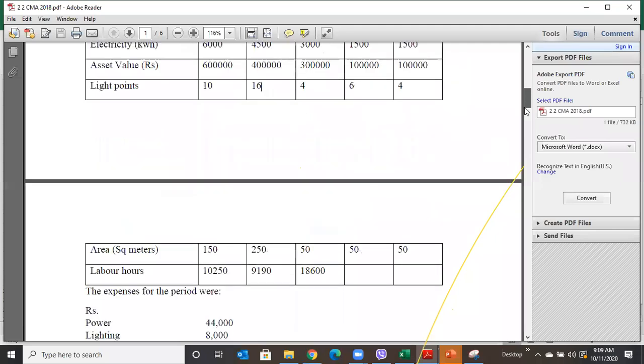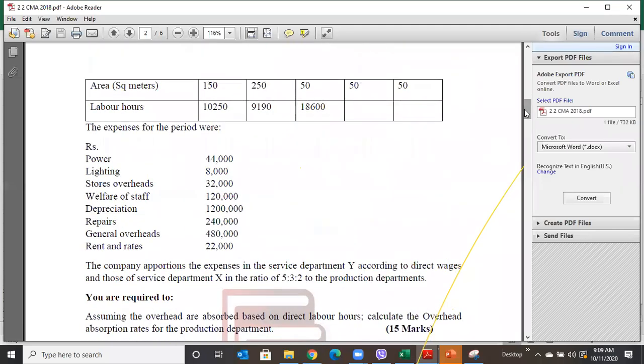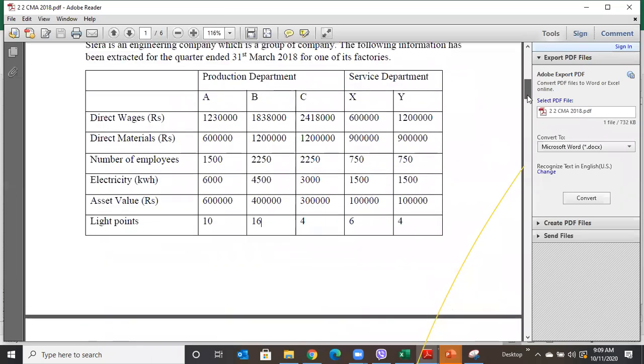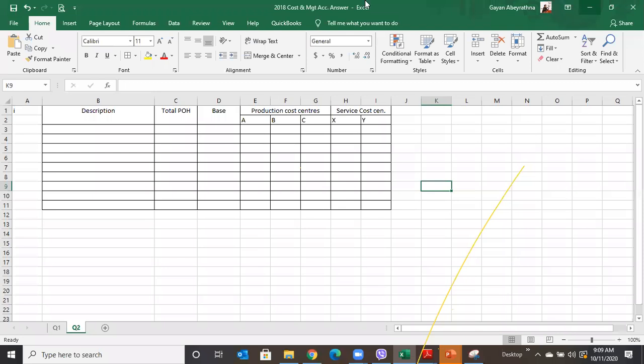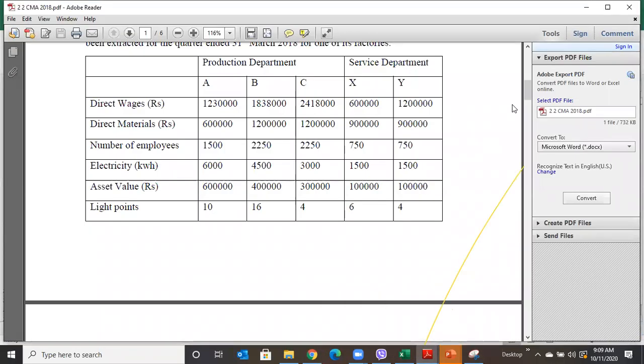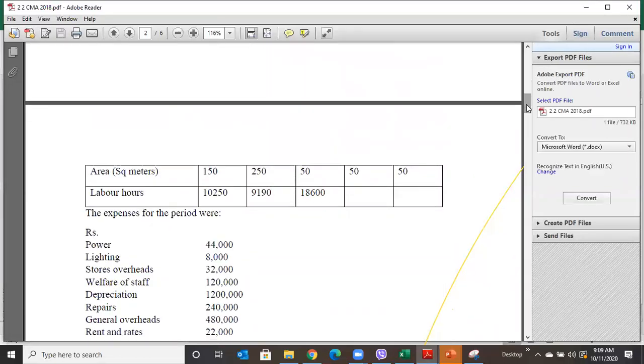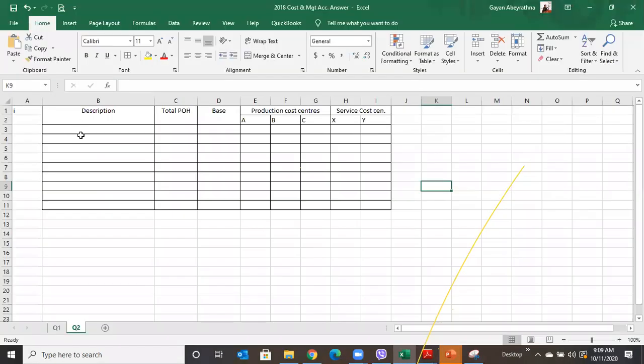Here you can see first the cost of power is 44,000. First, look at whether any indirect cost, that means production overhead cost, has been given. No. Direct wages and material only we have been given, so no need to put those. So here we can put the first overhead item, which is power.